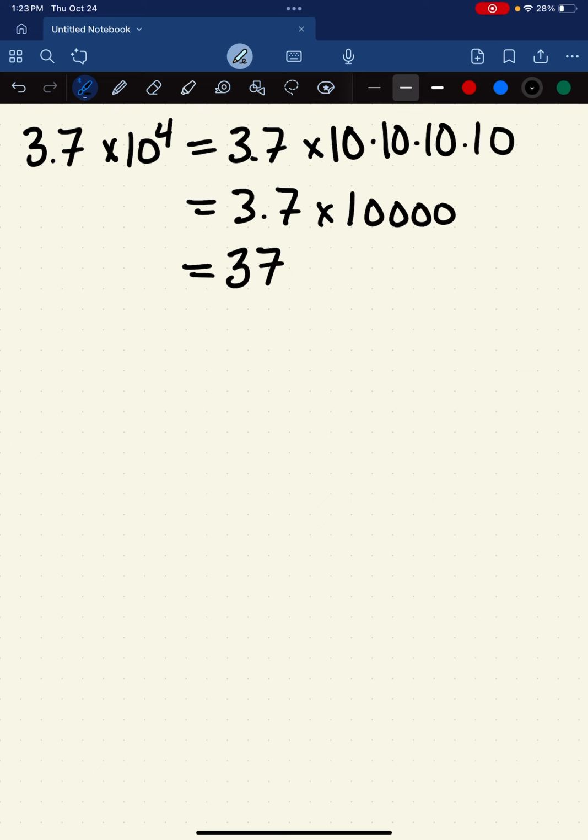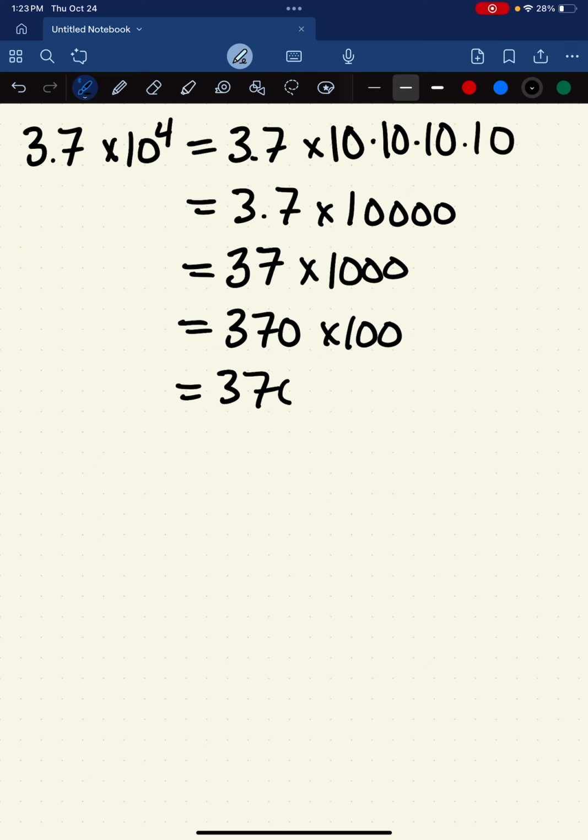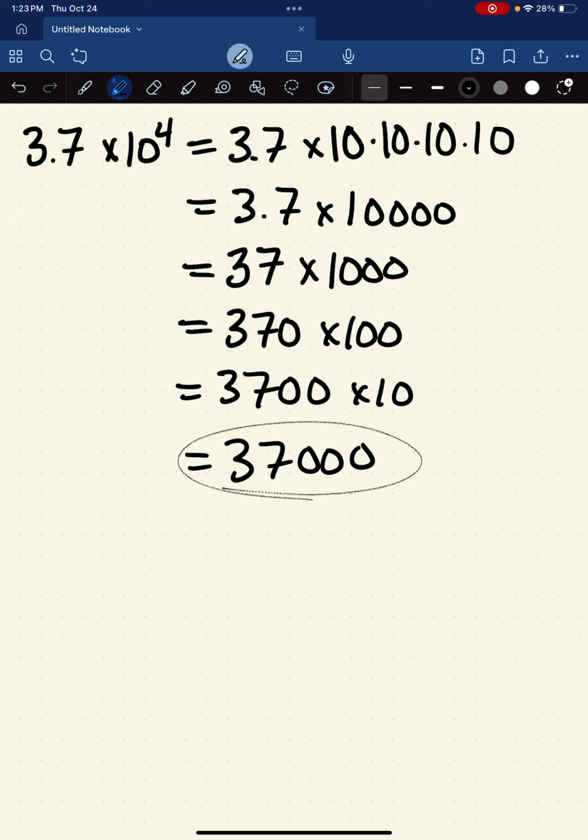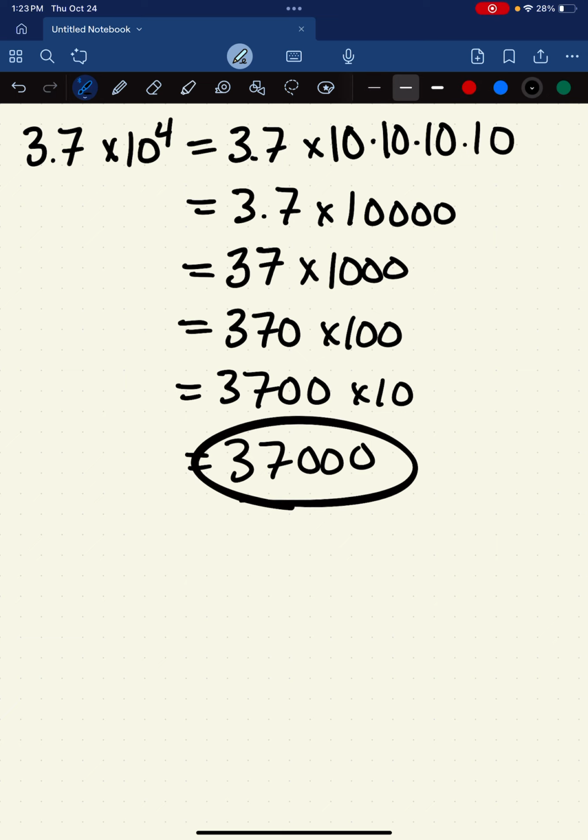Okay, every time we multiply by 10, we move the decimal place over 1. So we get 37, we multiplied by 10, so we pop off 1 zero. Multiply by 10 again, pop off another 0. Multiply by 10 again, pop off another 0. Multiply by 10 again, pop off another 0. Notice that's just times 1, so that doesn't do anything because 1 is the identity. So there's our answer. We could put a comma there if we want.